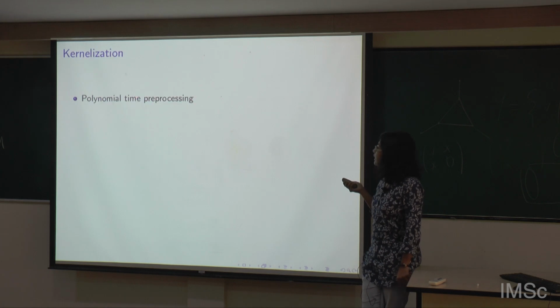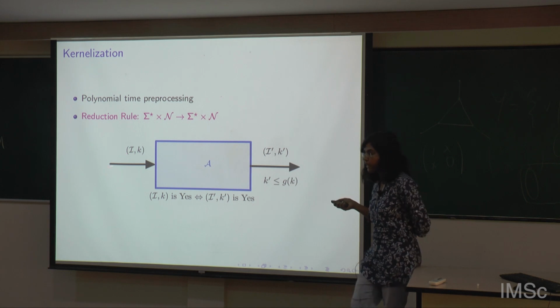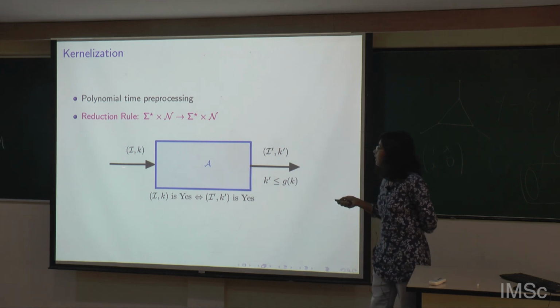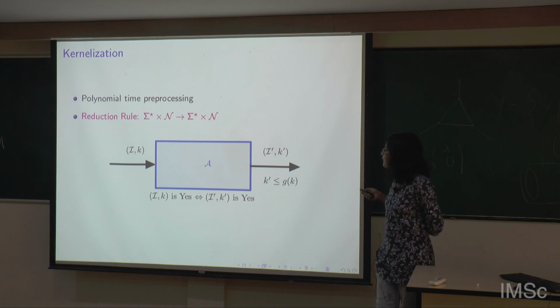and before that I'll be defining what a kernelization is. So it's a polynomial time preprocessing where we give reduction rules. So let's look at the picture. I am given an instance of a parameterized problem. So I belongs to sigma star and K is an integer, and we have some reduction rule which produces another instance of the problem such that the parameter is bounded by some computable function of the original parameter, and these two instances are equivalent.